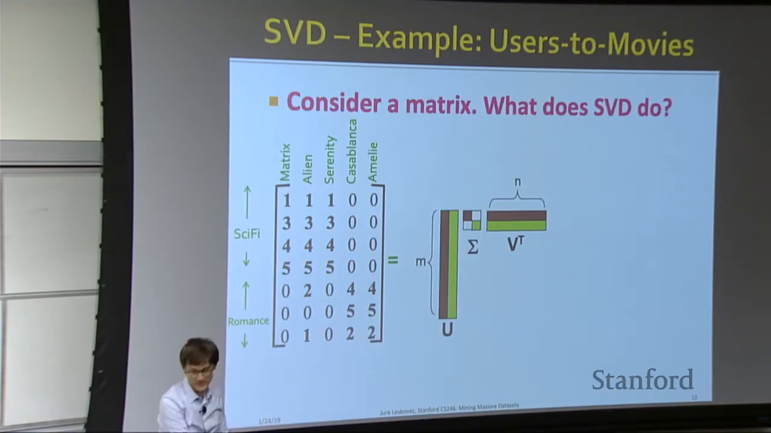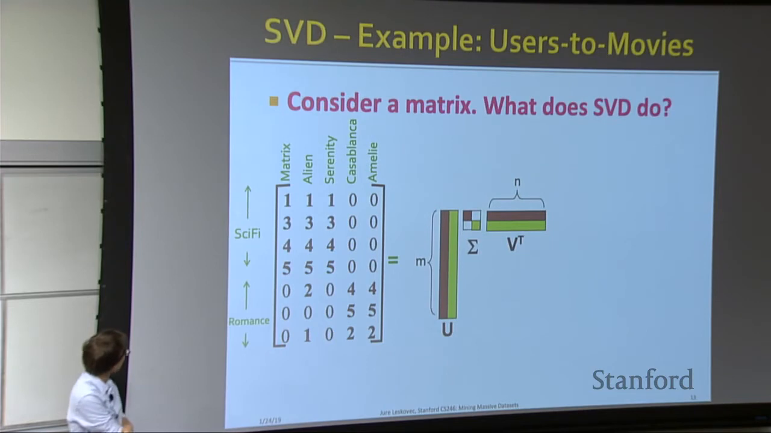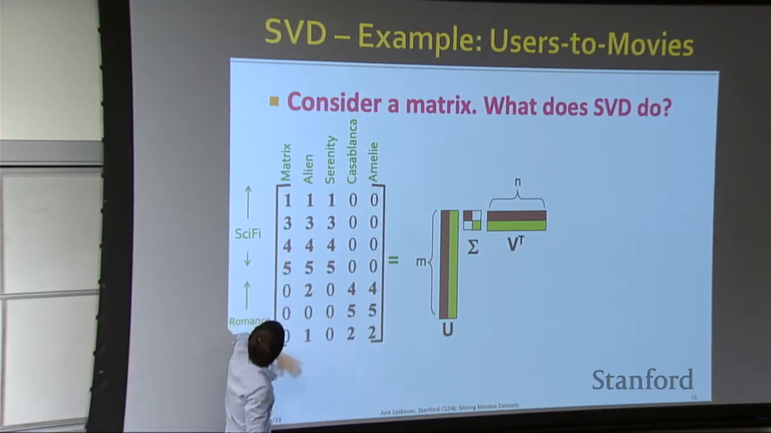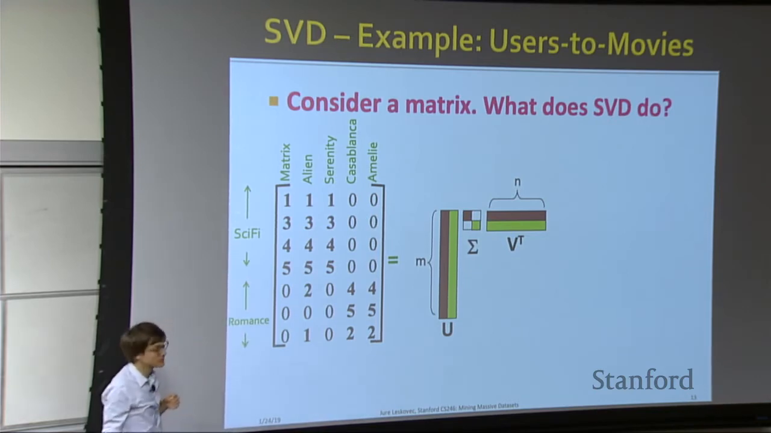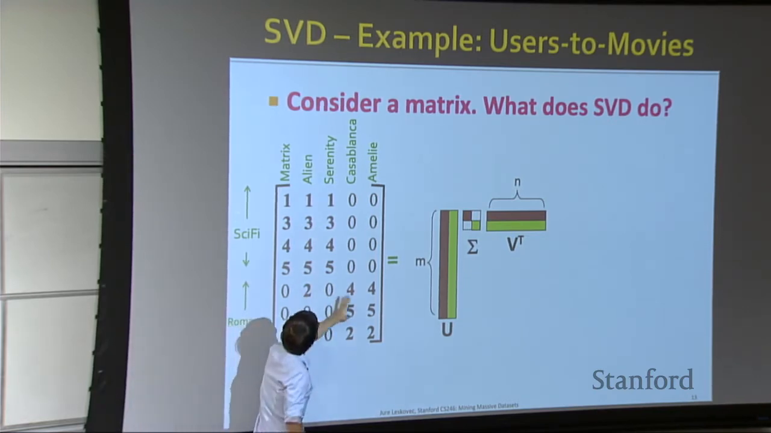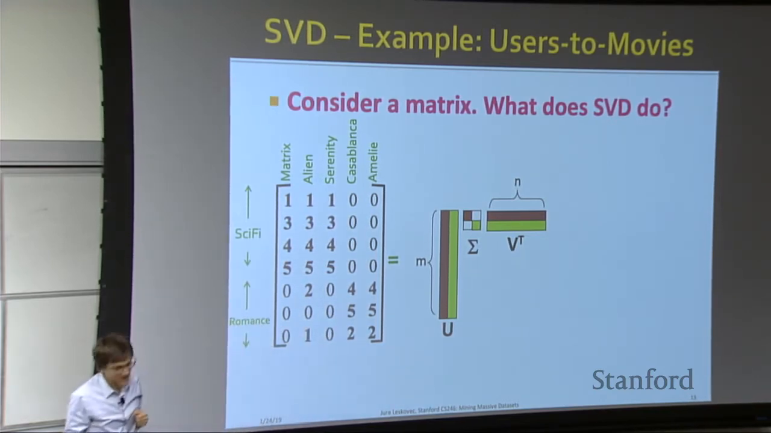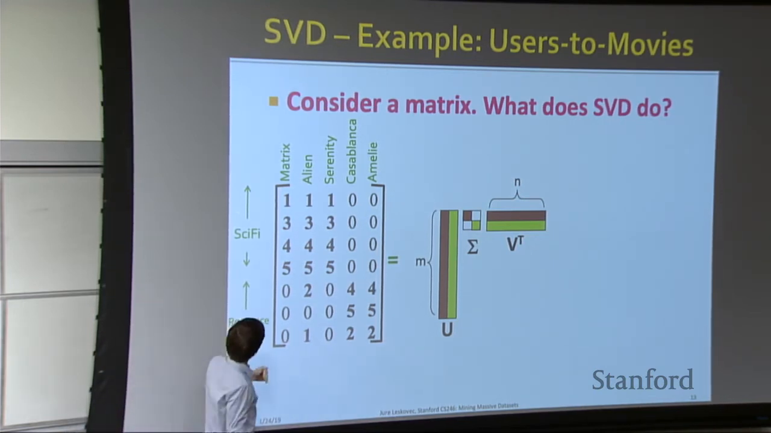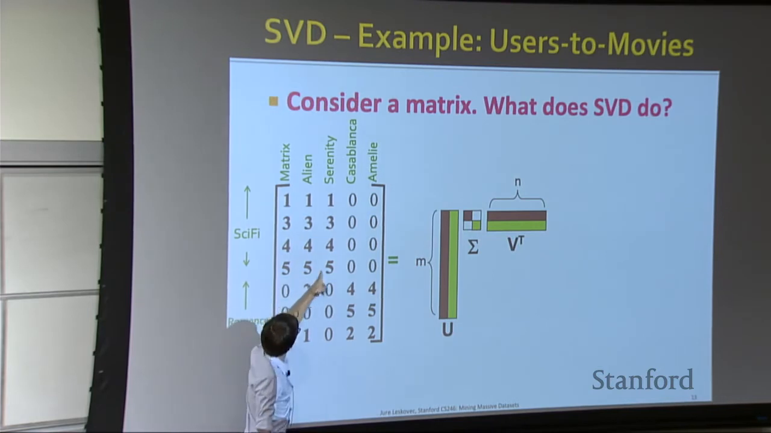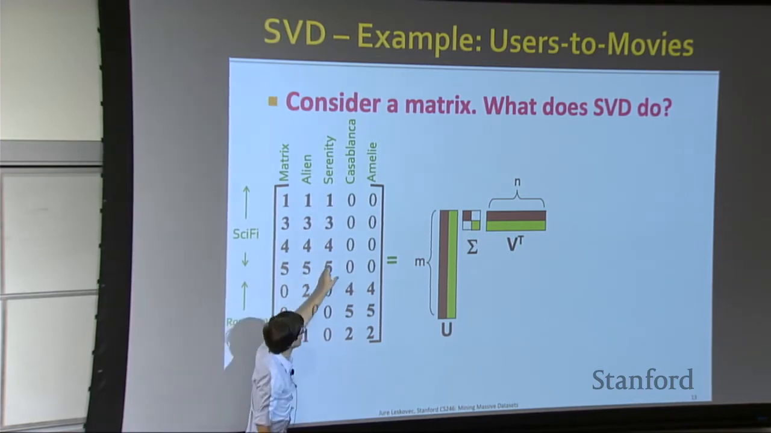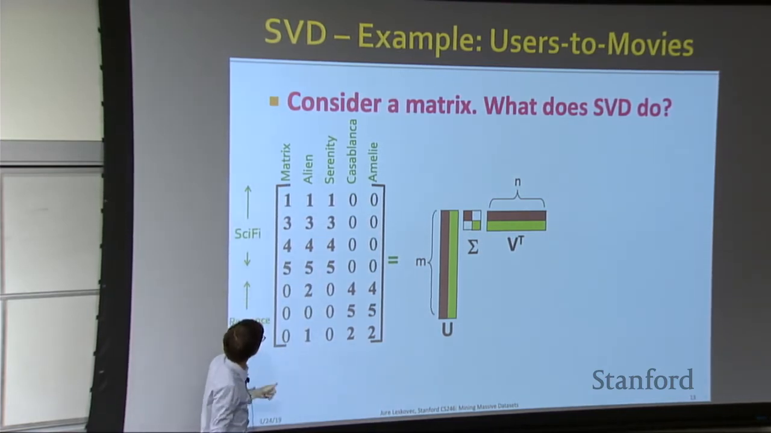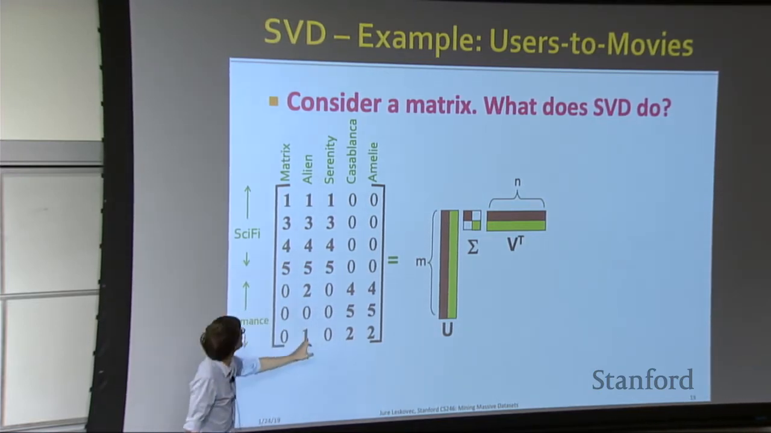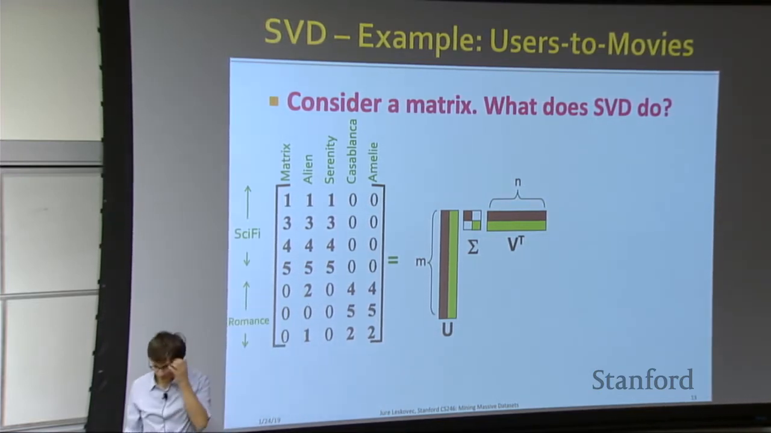Now I want to give you a first example. Here is the example I was able to come up with. Imagine this is a matrix where every row is a user and every column is a different movie. I hope I'm not too old and you recognize these movies. The idea is that this particular user gave this particular set of ratings to these three movies. And some other user gave these ratings to these two movies, and they also rated the Alien movie. Okay?